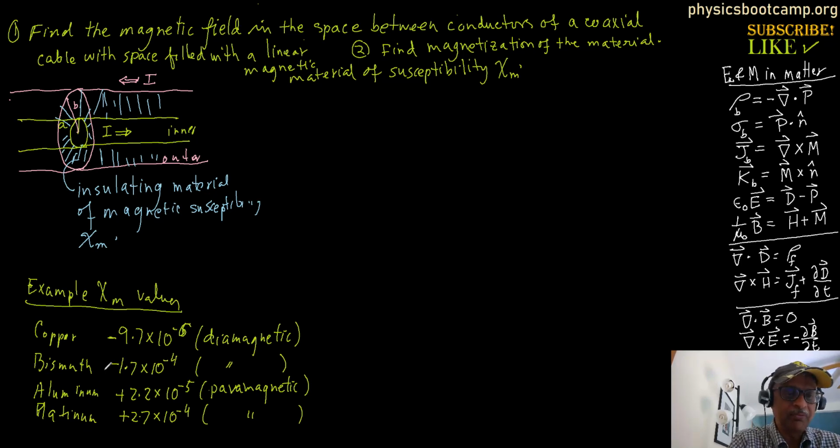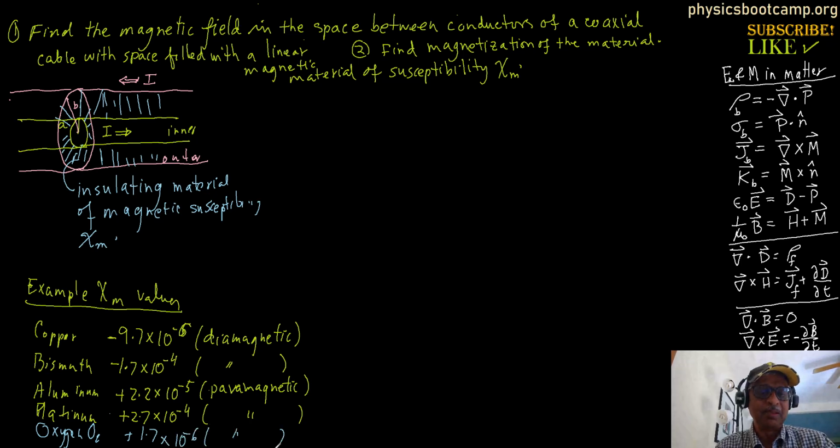You could have, for instance, oxygen. Oxygen gas is a non-conductor, and its susceptibility is something like 1.7 times 10 to the power minus 6, and this will be a paramagnet. So if you have air between them, you can think of that as oxygen, and you can use this value, for instance.